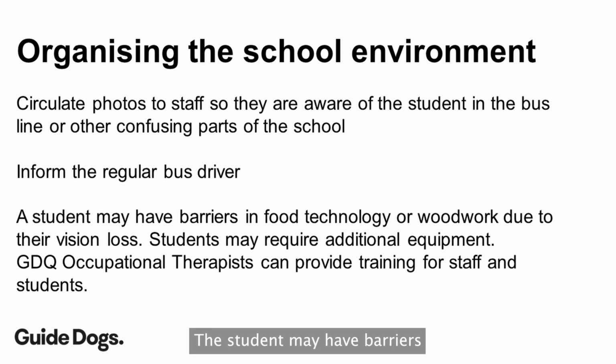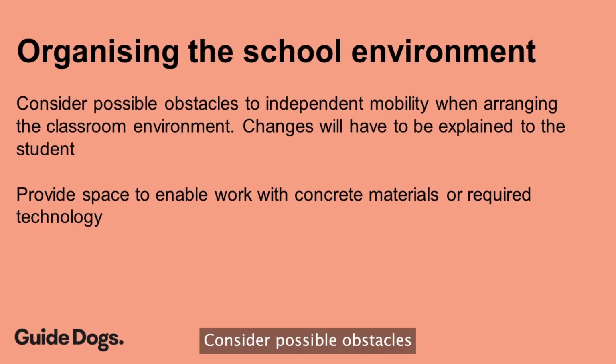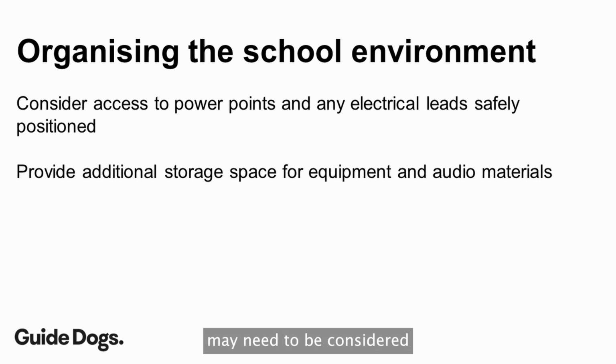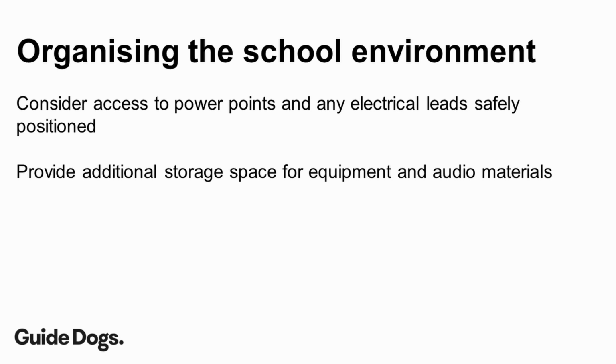A student may have barriers in food technology classes or woodwork classes due to their vision loss. These students may require additional pieces of equipment to use, and the students and staff can be trained to use these by Guide Dogs Queensland occupational therapists. Consider possible obstacles to independent mobility when arranging the classroom environment. Remember that any changes will have to be explained to the student, especially chairs and tables. Access to PowerPoints may need to be considered and any electrical leads safely positioned, and provide additional storage space for equipment or audio materials.